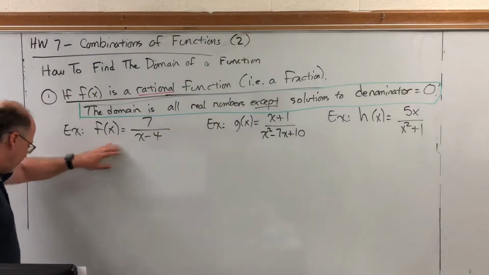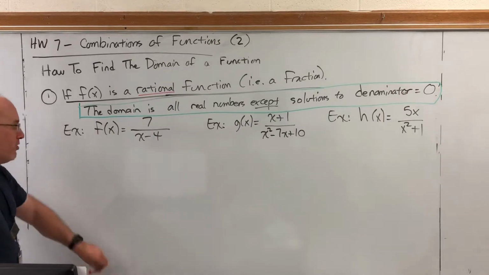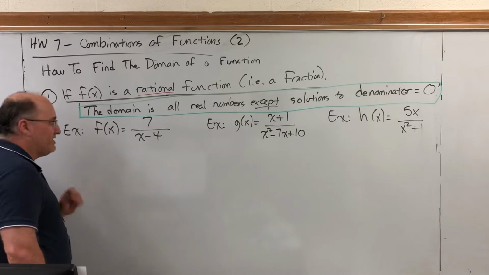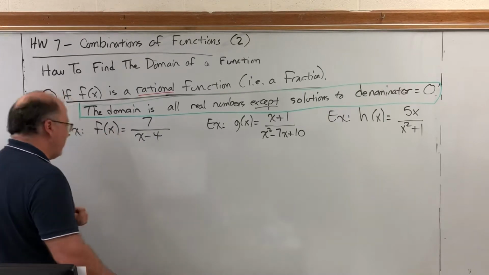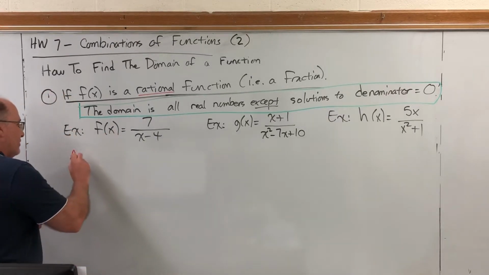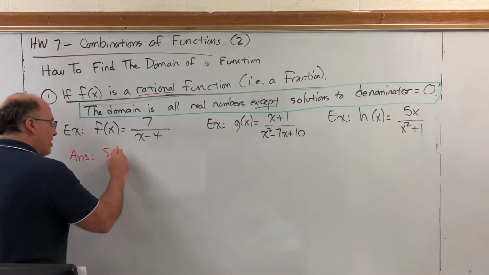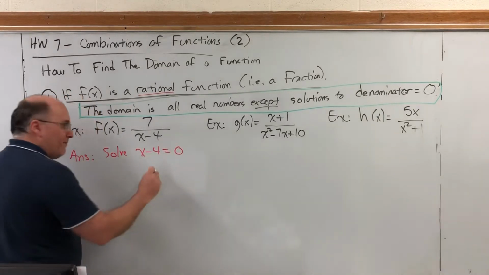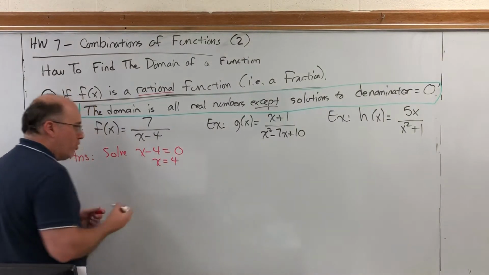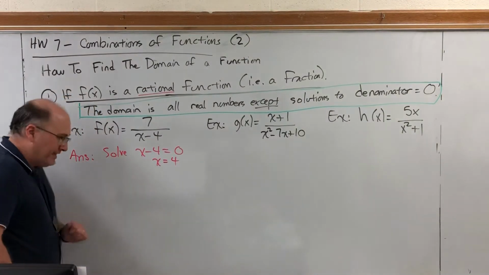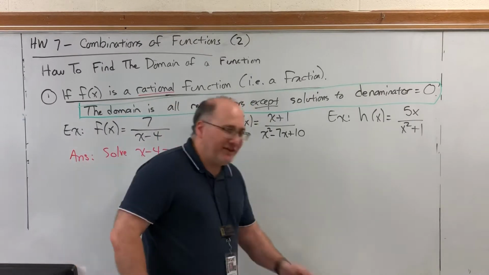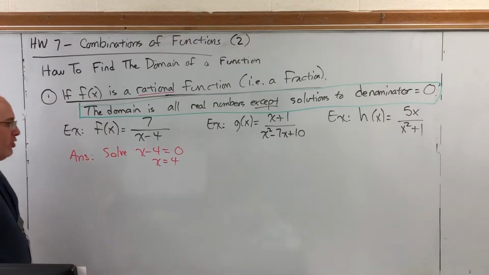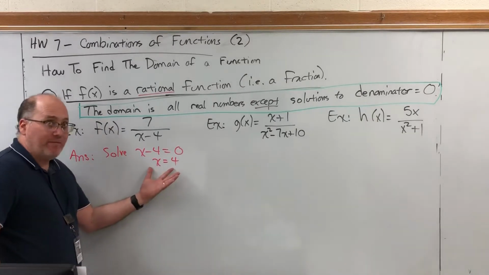So for example, let's take the function that we saw in the previous video. f of x equals 7 over x minus 4. If we want to find the domain, we have to first solve the denominator equal to 0. That's pretty easy. Add 4 to both sides, we get x equals 4. But be careful, that's not the domain. In fact, it's precisely what is not in the domain. So how do we describe the domain besides saying everything except 4?